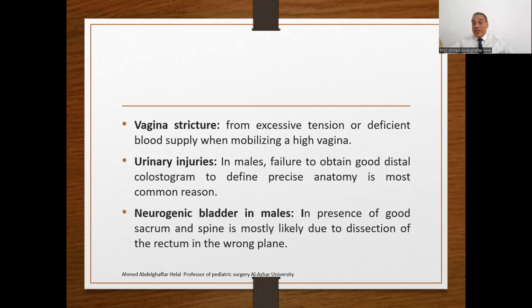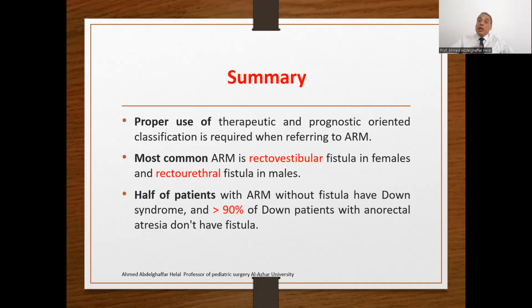Urinary injuries: failure to obtain a good distal colostogram appears to be the major cause. Neurogenic bladder in the male, in the presence of a good sacrum and spine, is most likely due to dissection of the rectum in the wrong place. These are some complications. In conclusion, the proper use of the therapeutic and prognostic-oriented classification of anorectal malformation is required.